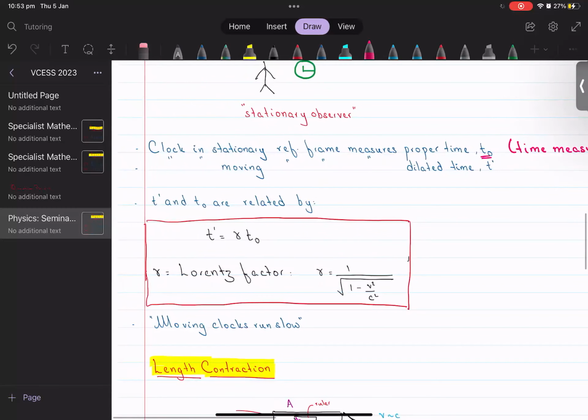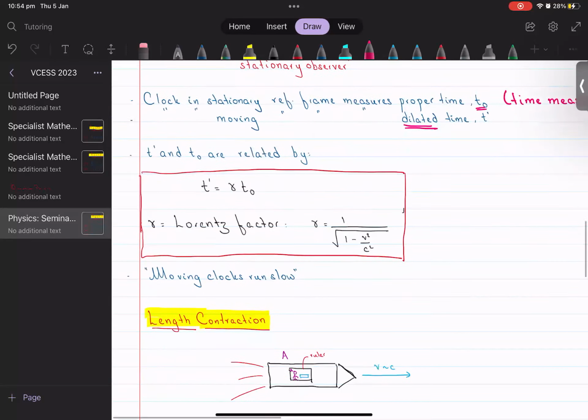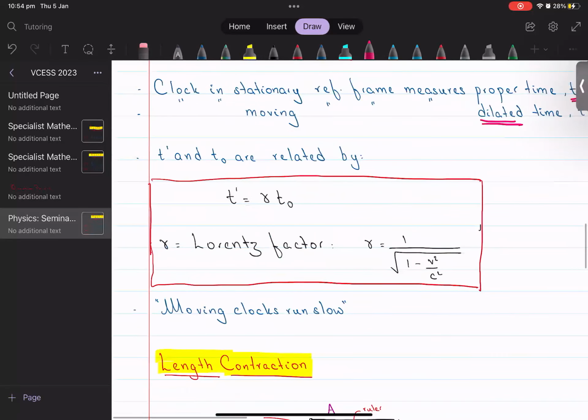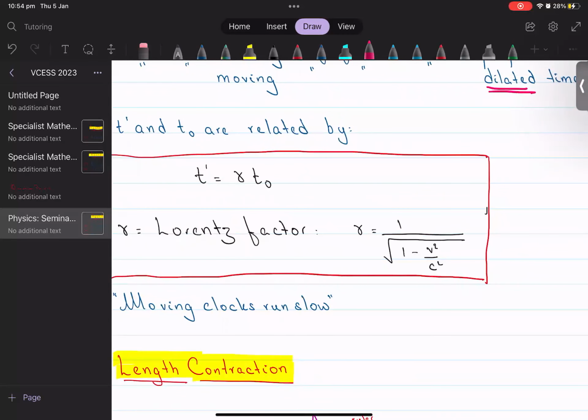And conversely, the clock in the moving reference frame measures what's called the dilated time. So for them, it appears as if they measure a slightly longer time compared to what you do. Dilated means stretched out. So time supposedly stretches out for them, from your perspective. So how are T prime and T naught, the dilated and proper time, related? They're related by this seemingly simple mathematical relationship: T prime is equal to gamma times T naught.